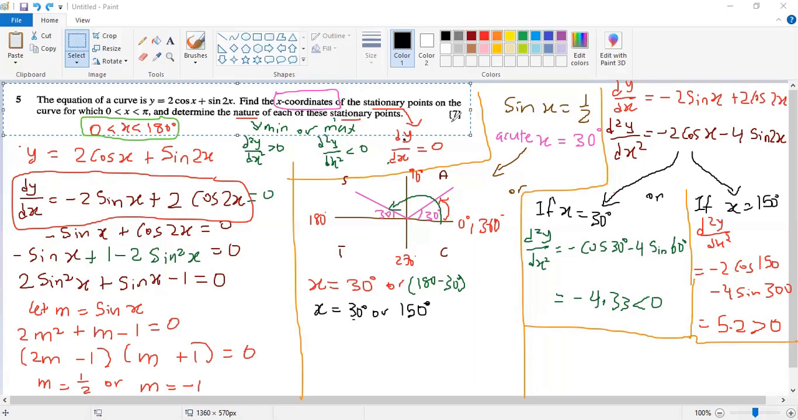The second differential being negative means that this is a maximum point. So x equals 30 degrees represents a local maximum point. And then positive means, remember the starting there, I wrote that. d²y/dx² for x equals 150 degrees in particular: when the second differential is positive, that means this is a minimum point. So that's it. Since they only ask for the x coordinates and the nature of the stationary points, that's all we have at that point. That's it. Thank you.